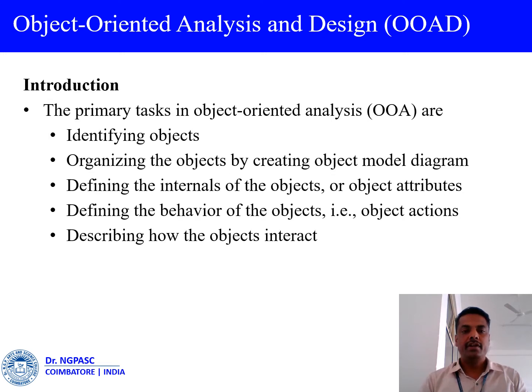The primary task of object-oriented analysis and design is to identify the objects. The next one is organizing the objects by creating an object model diagram. The third primary task is defining the internals of the objects, or object attributes. The next one is defining the behavior of the objects, that is, object actions. The final one is describing how the objects interact with other objects.